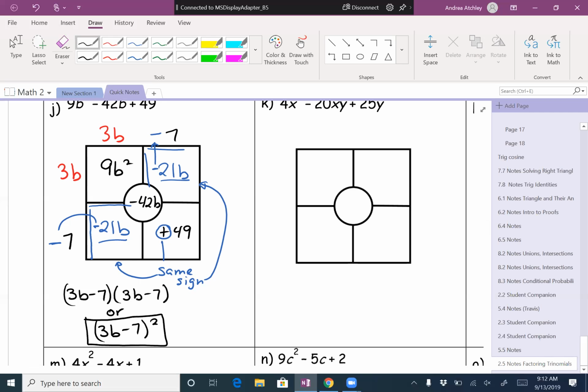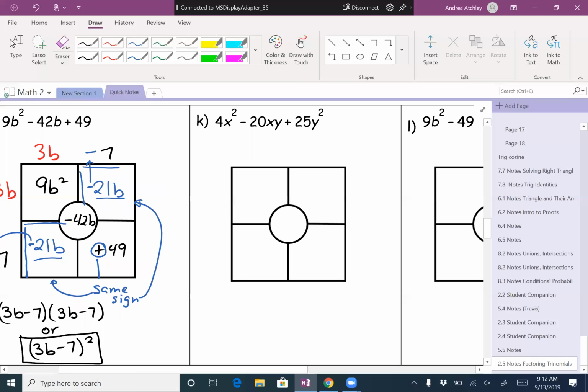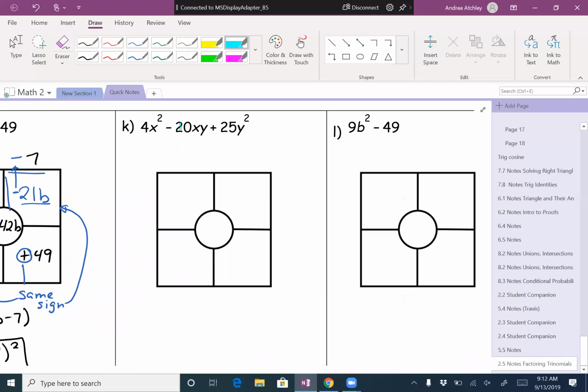Very interesting. Okay, K is a little different because it has two variables, a Y and an X. Don't get confused by it though. It's the same deal. We have the 4x squared, the negative 20xy, and the 25y squared.